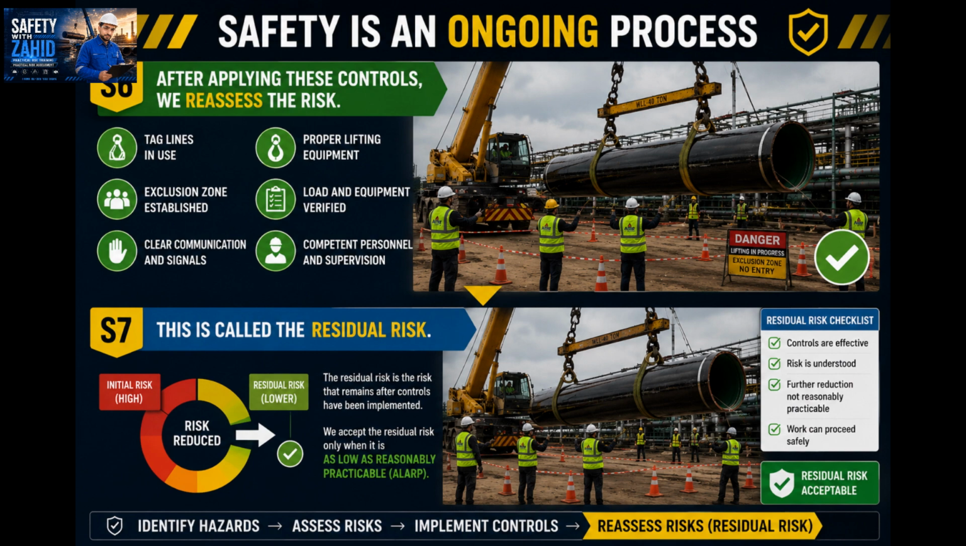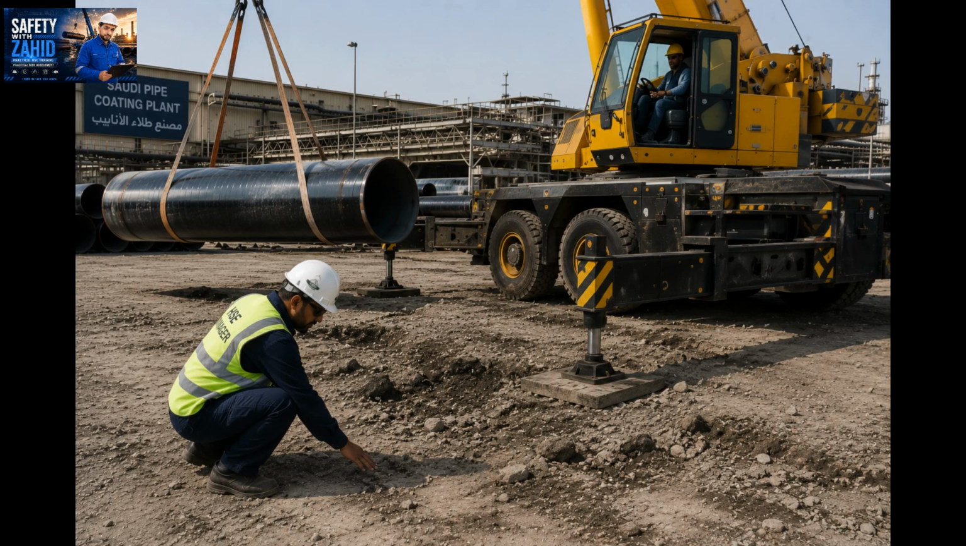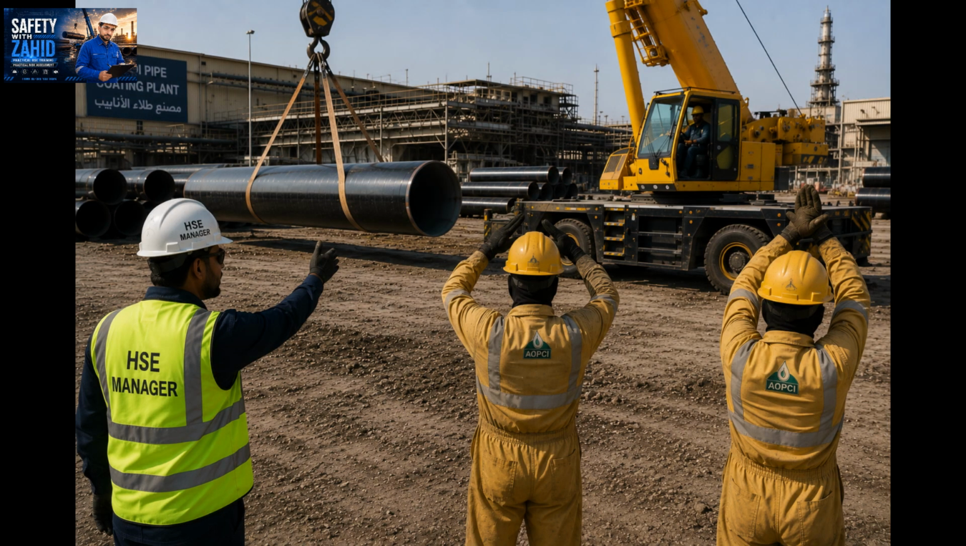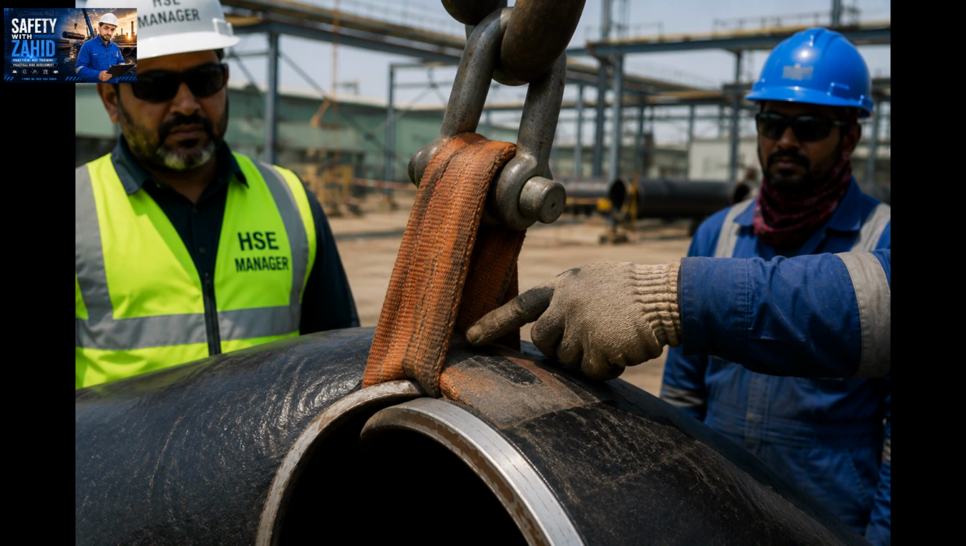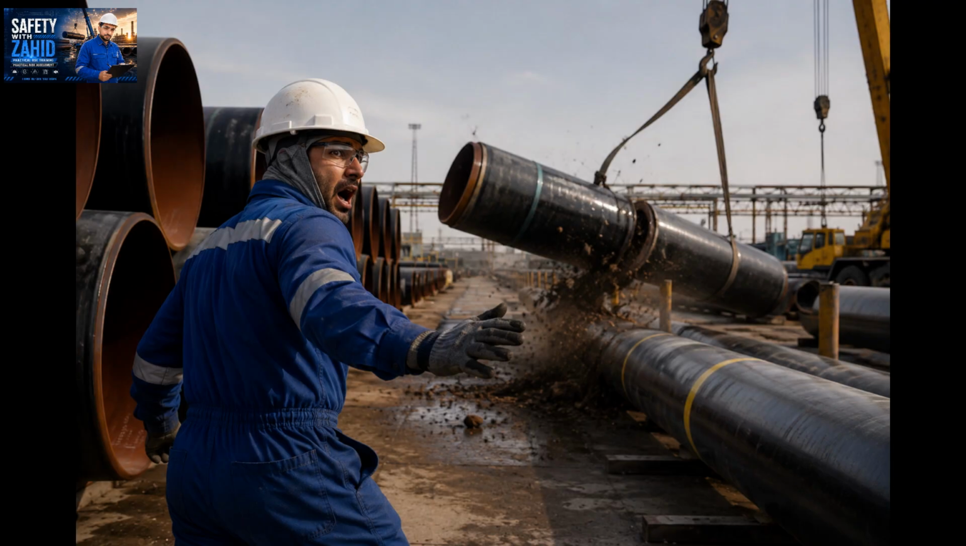After applying these controls, we reassess the risk. This is called residual risk. The controls may reduce the likelihood of the event occurring. However, the potential severity of being struck by a large falling pipe may remain serious.